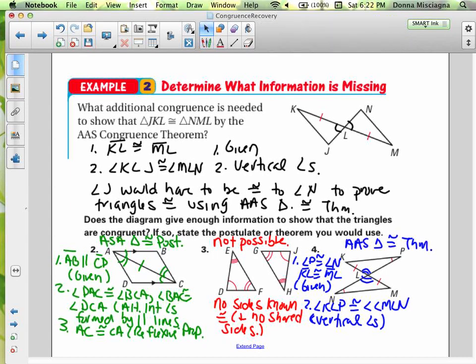So 2 out of 3, and I've heard 2 out of 3 is not bad. I think that's the last one. Let's see if I'm right.